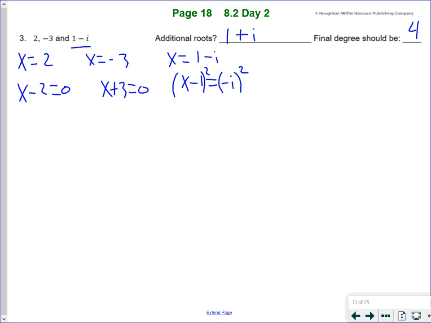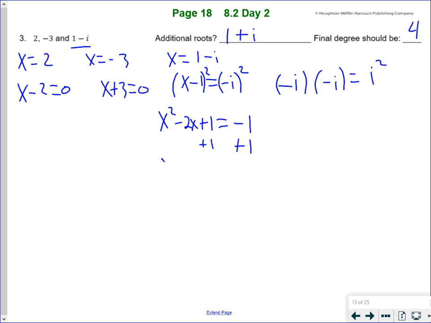Okay, so x minus 1 squared, that's a perfect square trinomial. X squared minus 2x plus 1. And that should all equal -i squared. So we have -i times -i. That gives you a positive i squared. And i squared, if you guys remember from, I think it's like module 4, module 3, i squared equals -1. All right? So now we're just going to add the 1 over to set this factor equal to 0. And we get x squared minus 2x plus 2 equals 0.